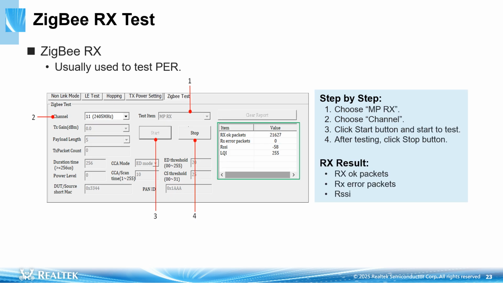Zigbee receive test, usually used to test PER. After setting up according to the steps in the figure above, click Start button, and the received messages will be displayed in the green box.